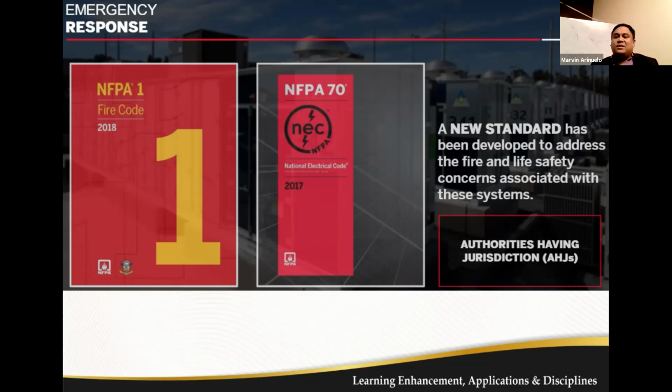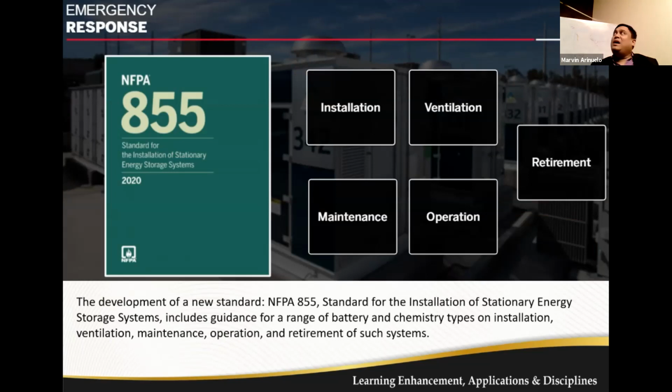However, due to the complexity of the system, a new standard has been developed to address the fire and life safety concerns associated with them. And here you go, there is a development of the new standard, NFPA 855, the standard for installation of stationary energy storage systems, which includes guidance for a range of battery and chemistry types on installation, ventilation, maintenance, operation, and retirement of such systems.